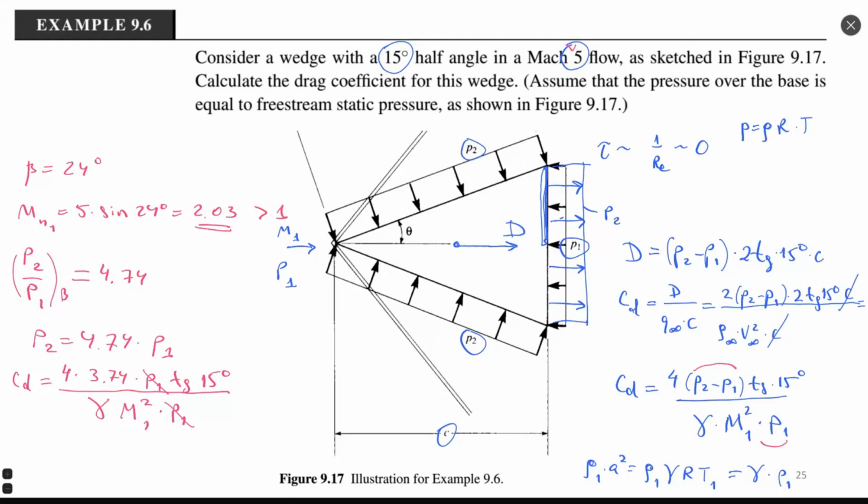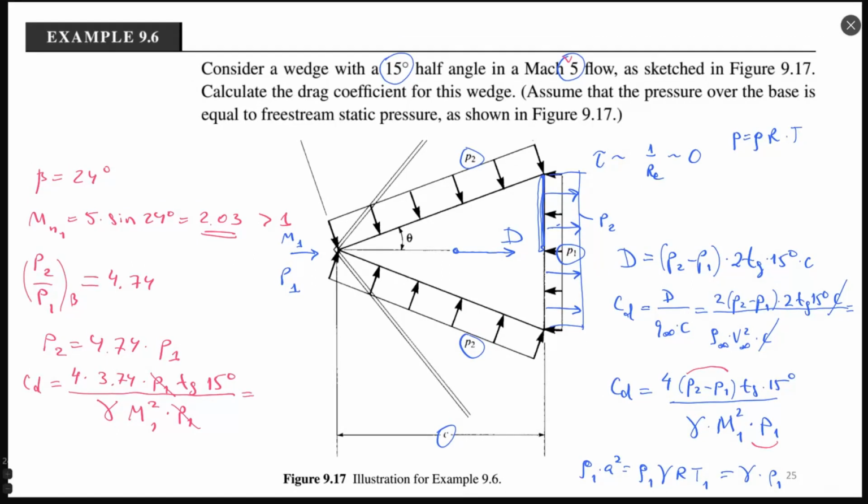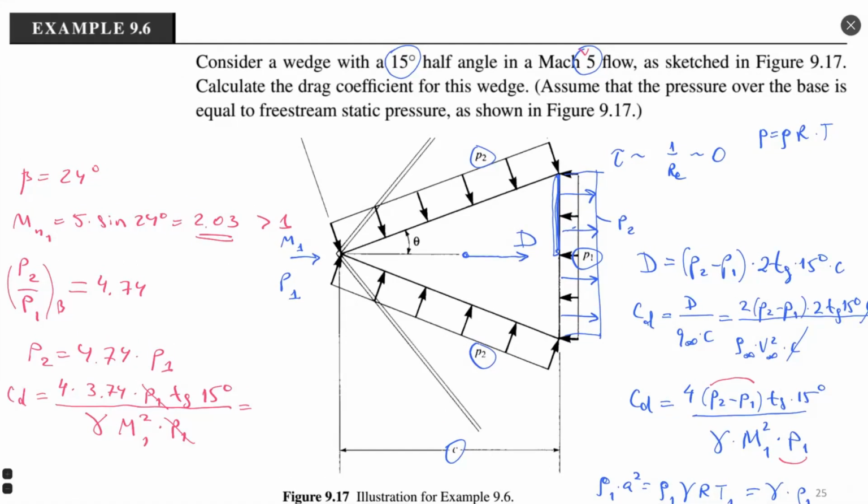Probably it's time to calculate, because all parameters are known. Just a moment, I will start the calculation on my computer. Tangent of 15 degrees is a small value. We multiply by 4, multiply by 3.74. We divide by gamma, which is 1.4. And we divide by 25, it's Mach squared.